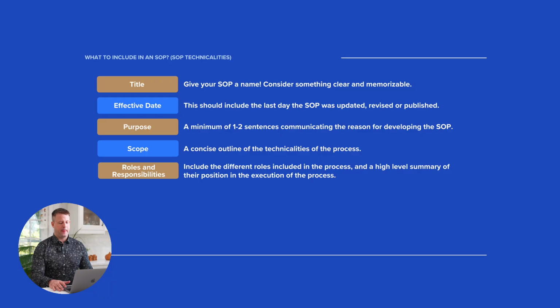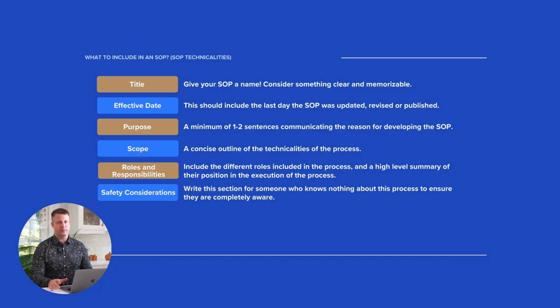It's diving into that. Roles and responsibilities: include the different roles included in the process and a high-level summary of their position in the execution of the process. Safety considerations. So this is primarily for any business that's operating in a physical manner. Write this section for someone who knows nothing about the process to ensure they're completely aware. That's a key with any SOP. Always write it assuming whoever is reviewing it knows nothing else about it. If you do that, you won't miss any steps.